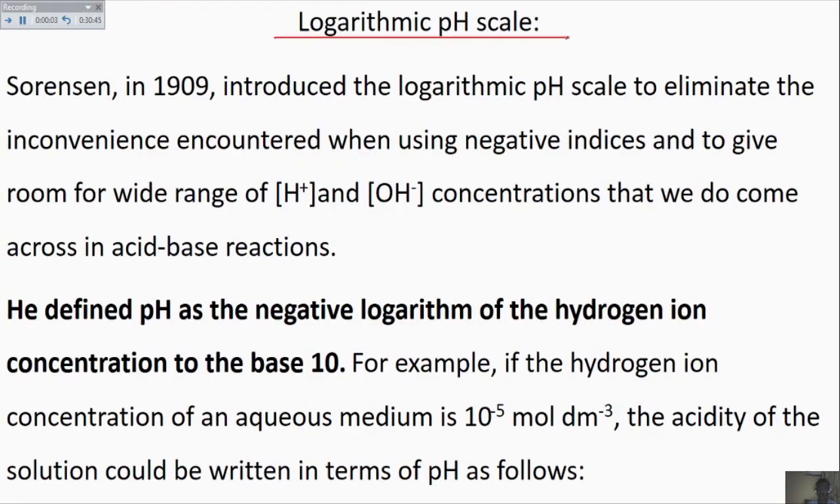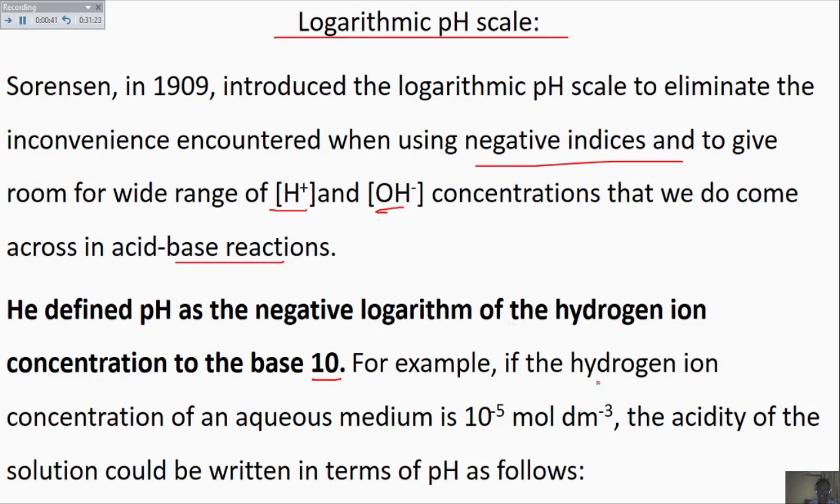Now let's quickly talk about the logarithm pH scale, which I've already explained before. Sorensen in 1909 introduced the logarithm pH scale to eliminate the inconvenience encountered when using a negative index and to give room for a wide range of hydrogen ion and OH ion concentration that we come across in acid-base reactions. It defined pH as the negative logarithm of the hydrogen ion concentration to the base 10.